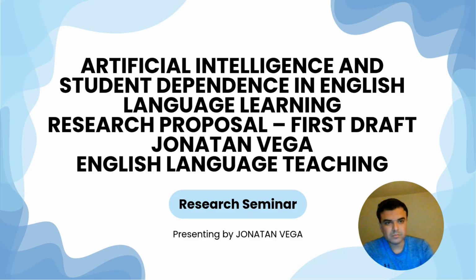My research problem is the possible dependence of English language learners on artificial intelligence (AI), because AI can provide instant answers and even generate complete texts or responses. Some learners may begin to rely on these tools instead of trying to solve language problems by themselves. For example, a student may use AI to translate a text, correct every grammatical mistake, generate an essay, find vocabulary, or complete an English activity.